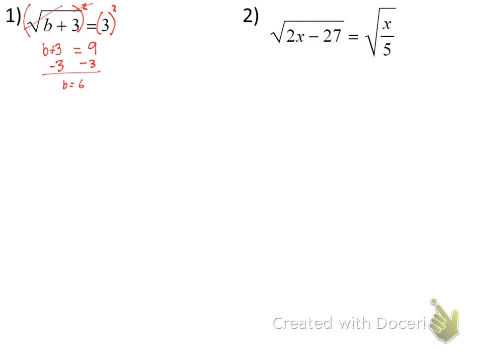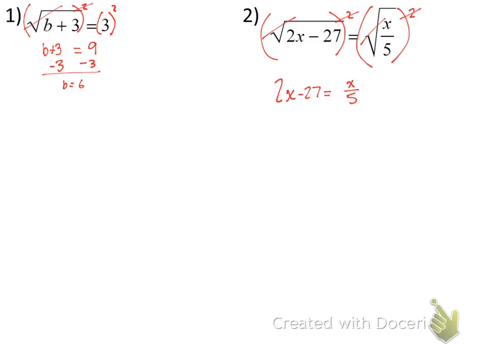Number 2, there's 2 square roots. They're both separated, but if they weren't, you'd want one by itself. Once you have one by itself, you square both sides. So we have one square root equal to another square root. So you take both sides and you square it. When you square one side, the square root cancels out with the square. So we got 2x minus 27 is equal to, this square root cancels out with this 2, so we got x over 5.